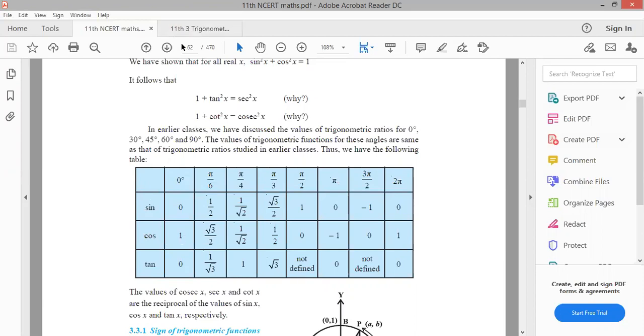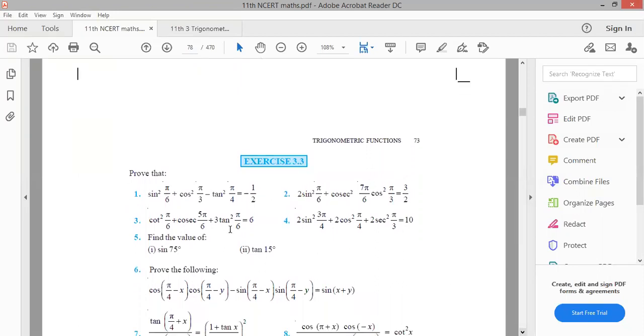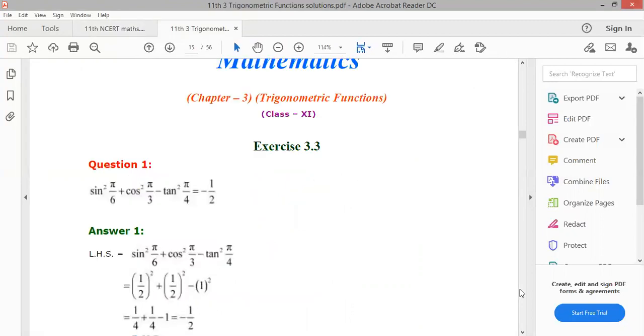So you can see in the exercise, we have exercise number 3.3. Here it is question number 1. The question is like this: sine square pi by 6, cos square pi by 3, and tan square pi by 4. You have to prove that this is equal to minus 1 by 2. For that, you know the value of sine pi by 6, the value of cos of pi by 3, and tan of pi by 4. We have to take the squares and add them, and prove this is equal to minus 1 by 2. How can we solve this?